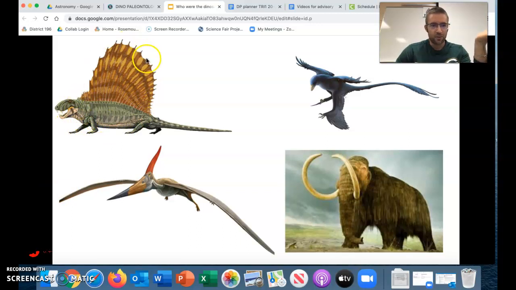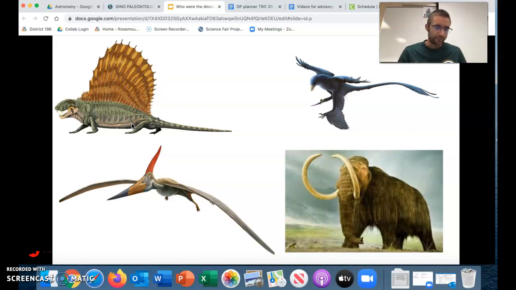Just the huge sail on this thing, and the context of this thing, and the reason why I think it gets lumped in with dinosaurs is that as a kid growing up, you'd get all these toys of dinosaurs, and Dimetrodon usually was in the pack or the box or whatever. So you'd assume that it was a dinosaur.